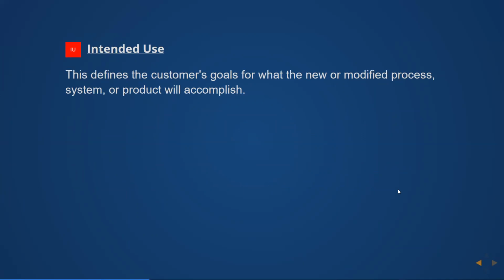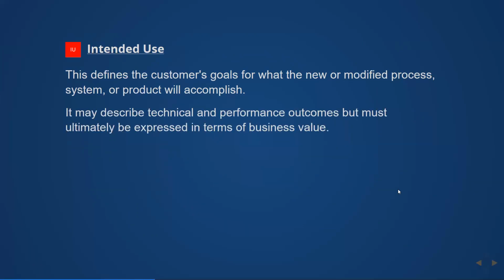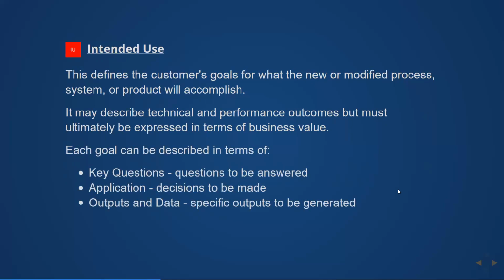The intended use defines the customer's goals for what the new product is going to be. It's basically expressed in terms of business value. So when you list these goals, you're trying to identify what questions the solution is trying to answer and what decisions you're using it to help you make. That's always the point, right? And the outputs that are generated to support those decisions.